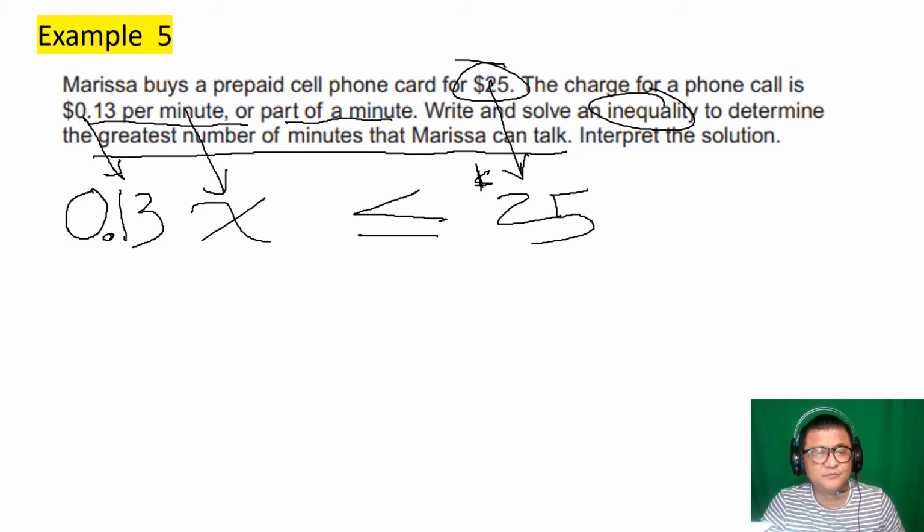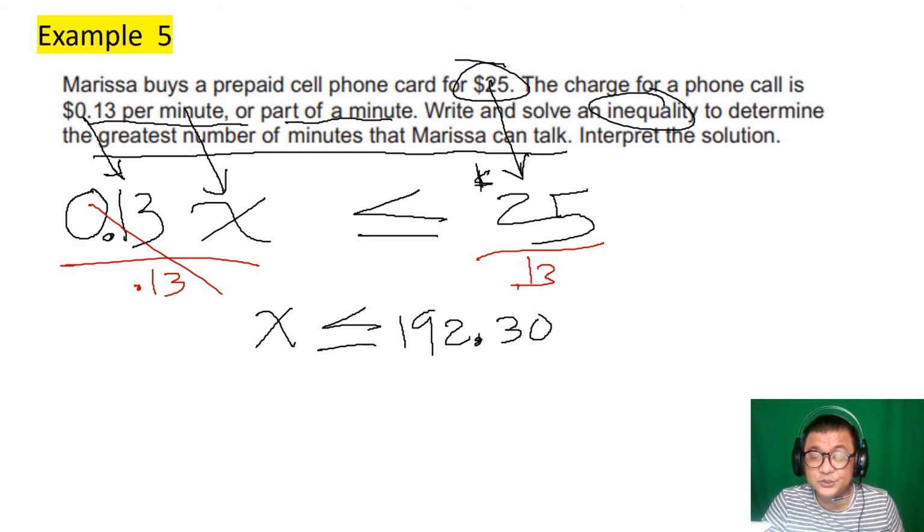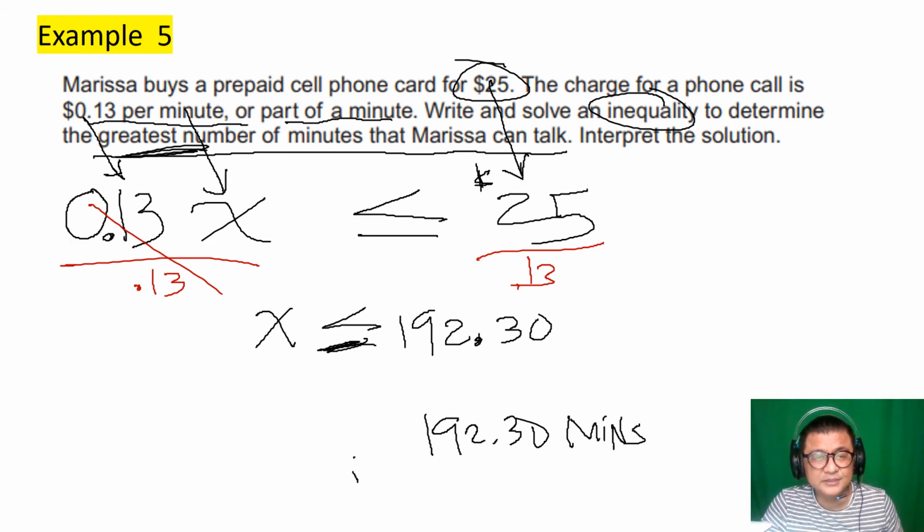What do I do? Divide on the left, divide on the right, 0.13. That cancels out. X is less than or equal to 25 divided by 0.13. You will get a large number, 192.30. I rounded this. So look, the number of minutes you should use has the greatest possible because of the equal sign. The greatest possible is 192.30. The minutes is the greatest.